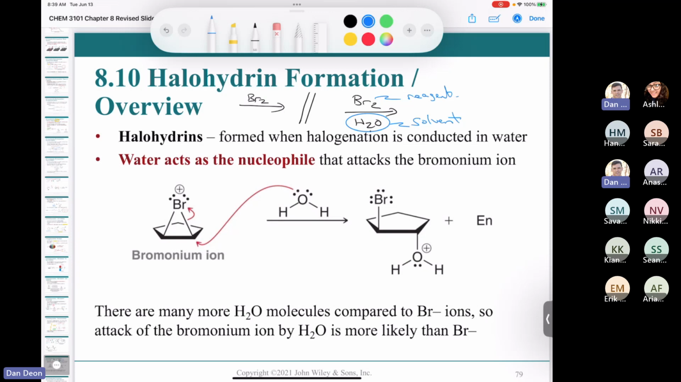And so the idea is this, because what happens is that the pi bond in your alkene is going to react with bromine to form a bromonium ion, right? But instead of a bromide coming in and doing the nucleophilic attack, this doesn't happen. Why? Because there's so much dang water that water comes in as your nucleophile, and you make this oxonium intermediate. After that undergoes a deprotonation, we call that a halohydrin, okay? It's kind of a weird name, the halohydrin.